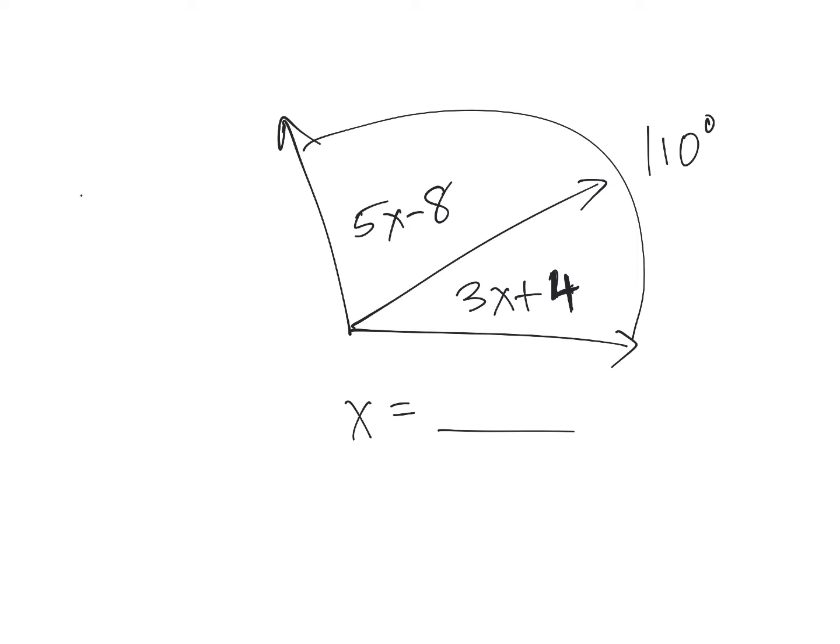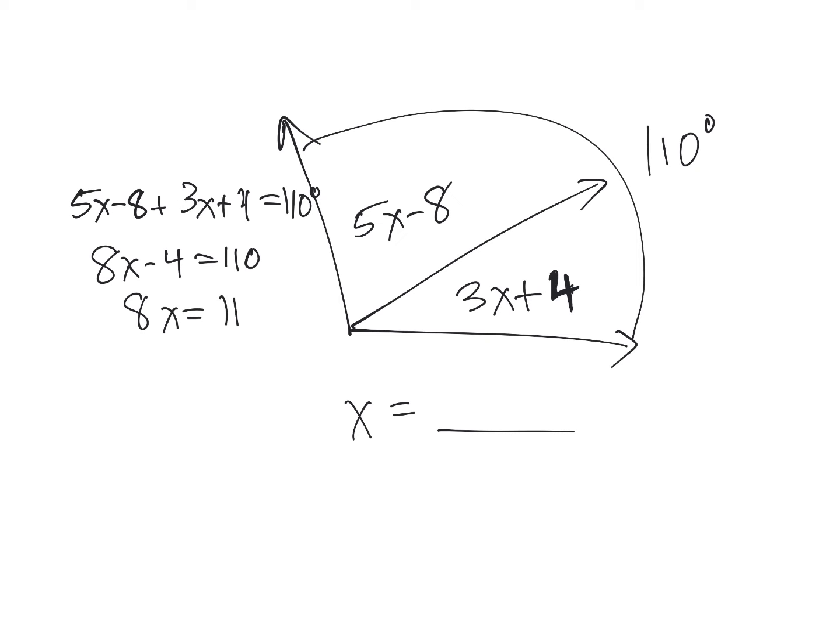Okay, you should have said 5x minus 8 plus 3x plus 4 equals 110 degrees. I didn't say there was a bisector there. That's only if you have a bisector. So only if it says bisector. So now that's 8x minus 4 equals 110. 8x equals 114. Divide off these. 14.25.